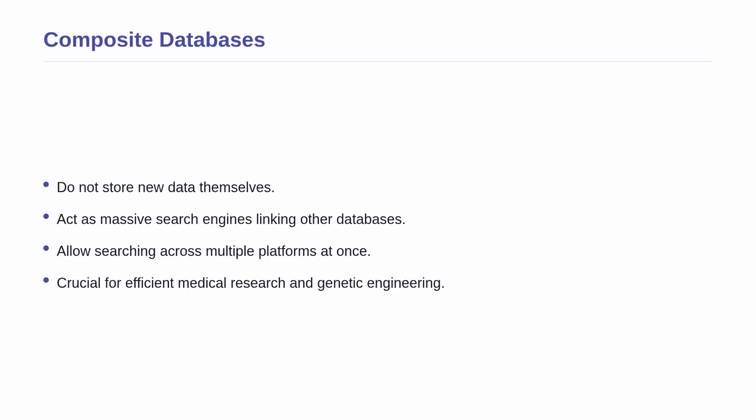With both raw and refined data available, scientists need a way to navigate it all seamlessly. Finally, we have composite databases. These are unique because they do not store new data themselves. Instead, they act as a massive search engine that links primary and secondary databases together. This allows you to search across multiple platforms at once with a single query. Without this overarching search capability, bringing together information for designing new life-saving drugs or tracking viral outbreaks would bring medical research and genetic engineering to a complete halt.